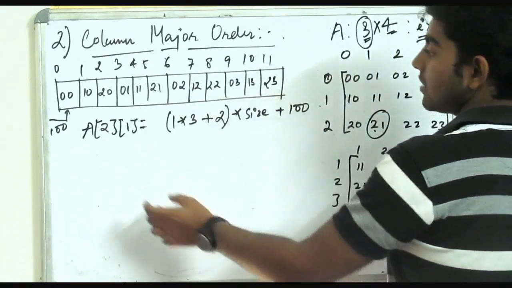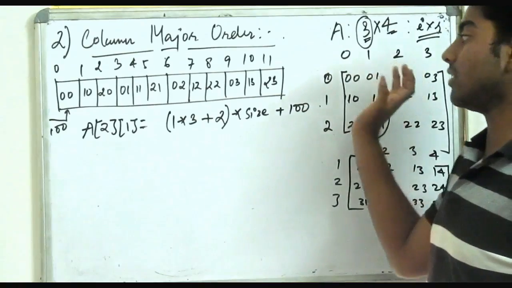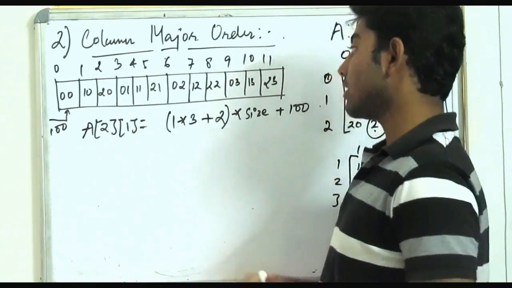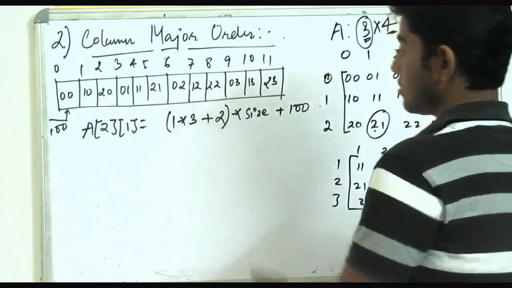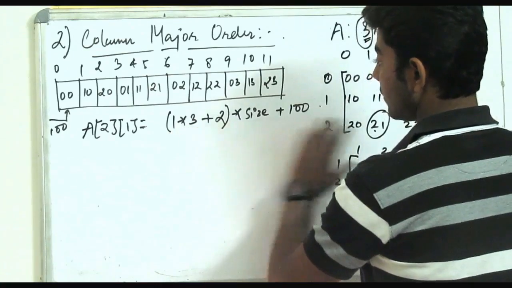Now we have seen how we can calculate the address of an element that we want to find, given a two-dimensional array. Now let's generalize this. First we have to understand what things we have considered here.